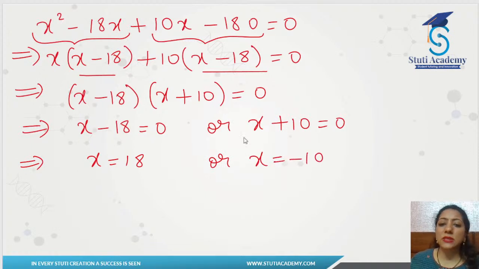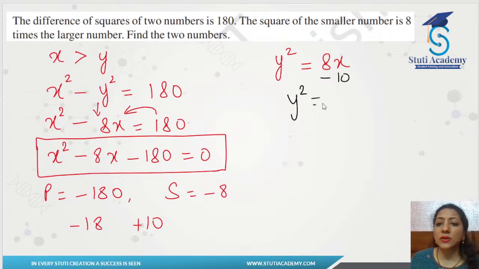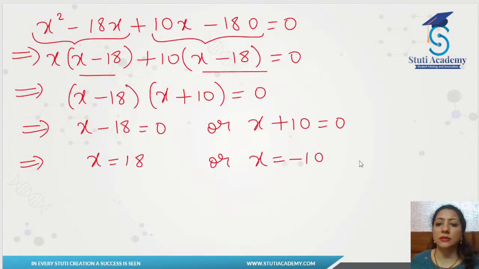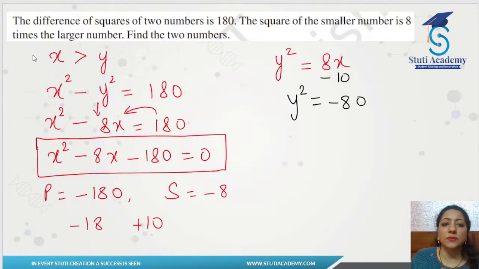Now, if we take x is equal to minus 10, what is going to happen? If we put minus 10 here, y square is going to become minus 80, because 8 into minus 10 will give you minus 80. The square of a number is coming out negative, which is not possible in this case. So we will reject this. Then we will proceed with x is equal to 18. Now we have got one of the numbers as 18, that means we have got the bigger number as 18.